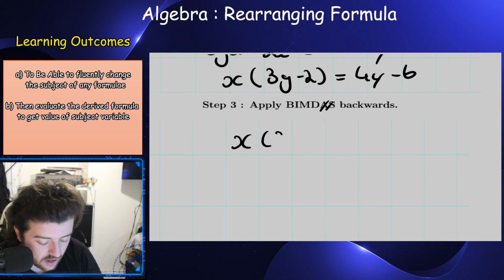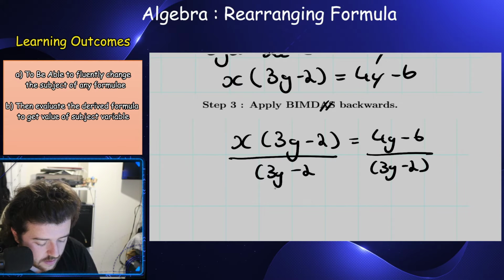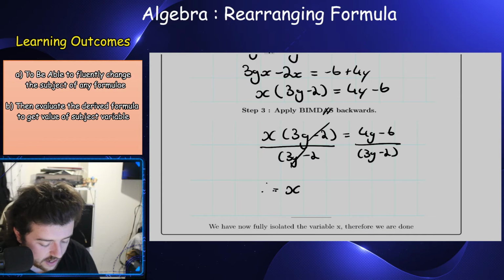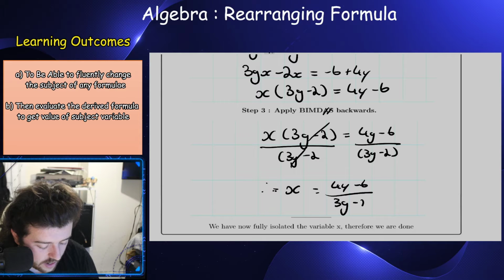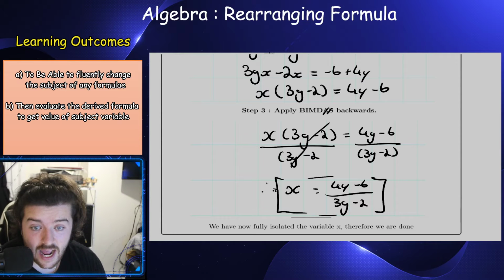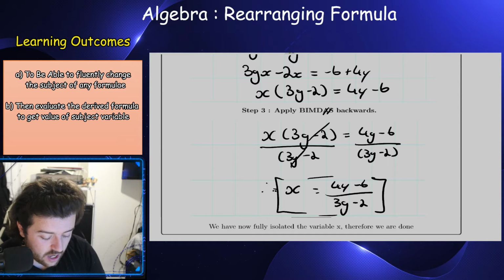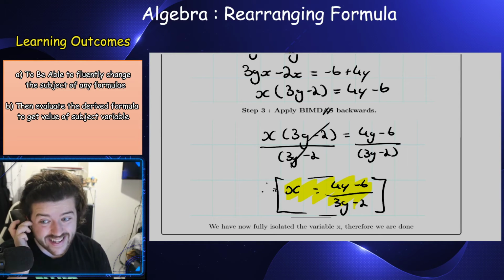So I'm going to divide both sides by 3y minus 2. So I have x is equal to 4y minus 6 all over 3y minus 2. And that's my final answer, because I don't have any x's on the right hand side, and I've been asked to express x in terms of y, and that's what I did there.